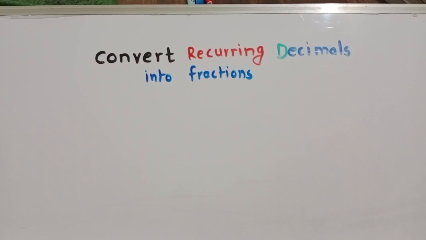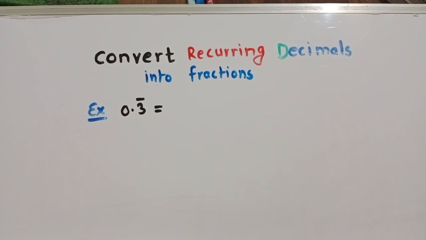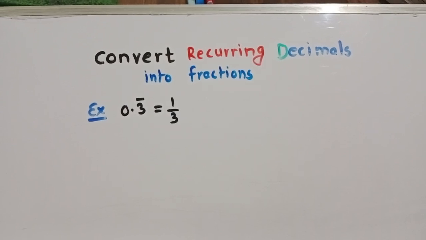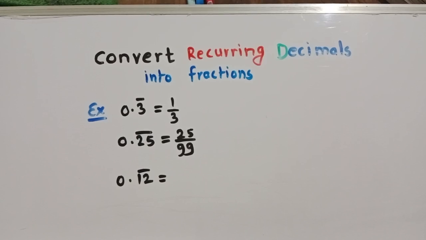Hello everyone. Today we are going to discuss how to convert recurring decimals into fractions. Examples: 0.3 bar equals 1 by 3. 0.25 bar equals 25 by 99. 0.12 bar equals 4 by 11.